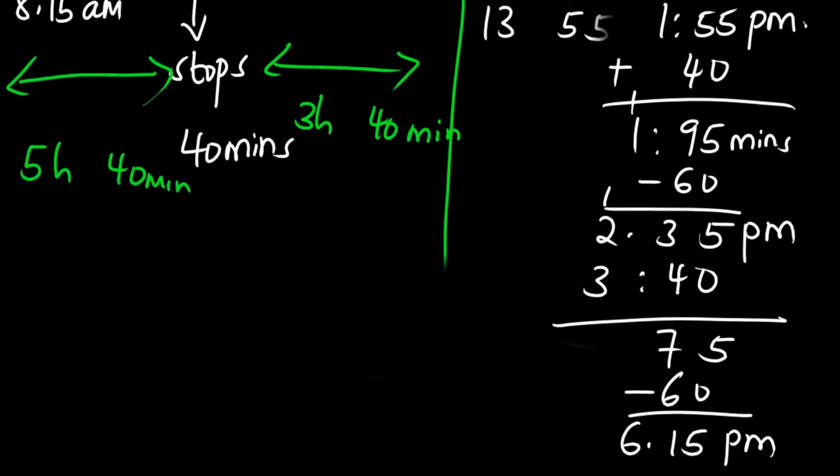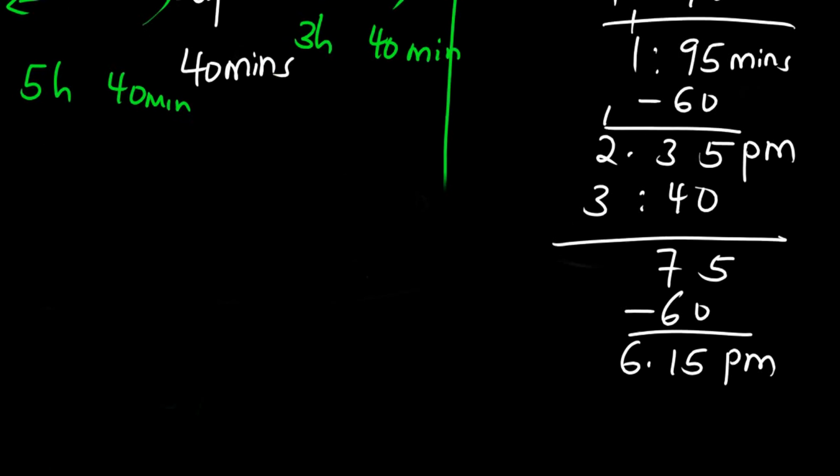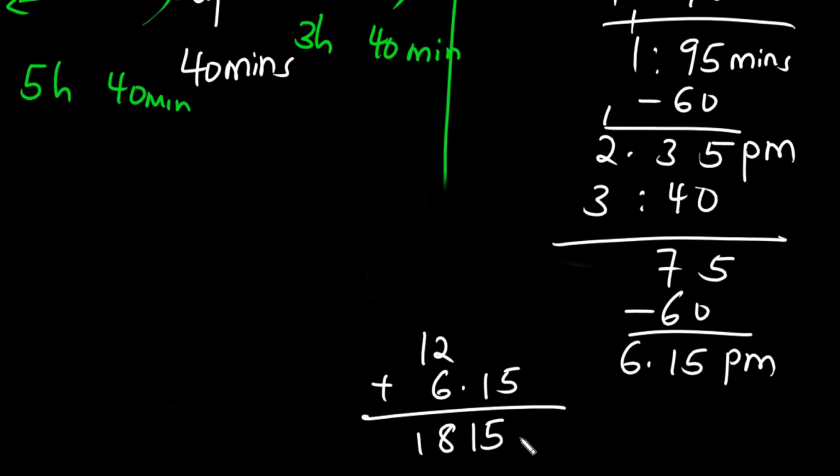Let me take you back to where we had 13:55. So we said that if your clock reads 13:00, that's the same as 1 p.m. 14:00 is the same as 2 p.m. and so on. So if it's at 6 p.m., at what time will it be in 24-hour clock system? What do you do? We're going to add 12 hours. Okay? So we're going to have 12, and then we add it to 6:15. So that is going to be 18:15 hours.